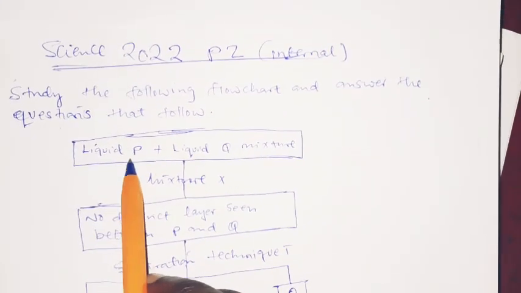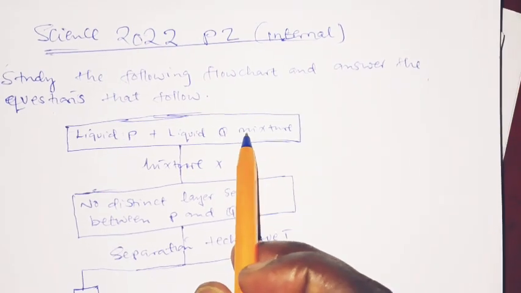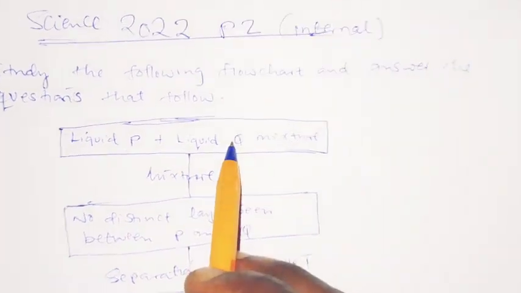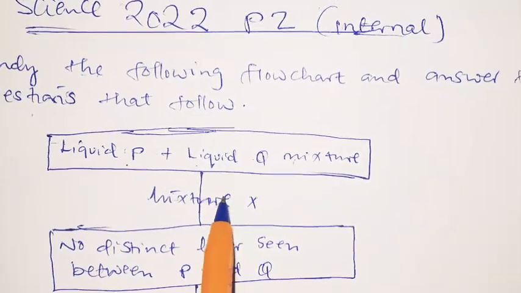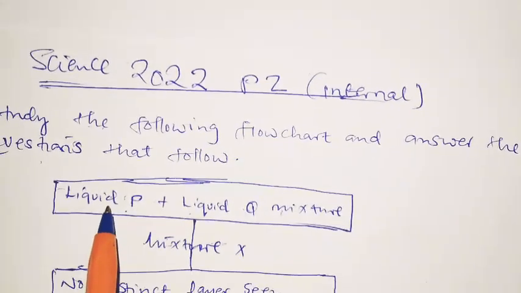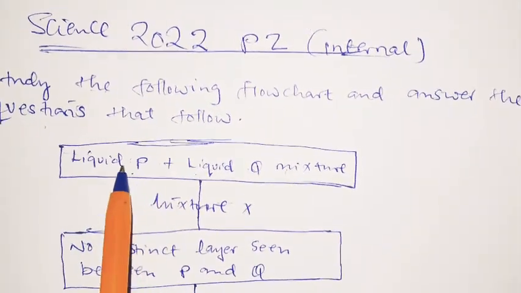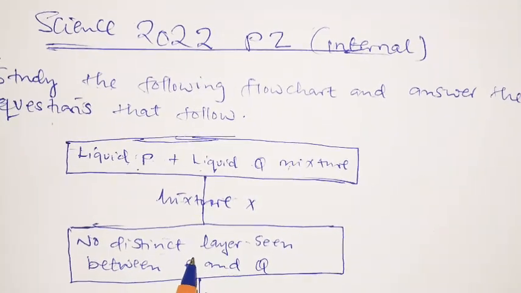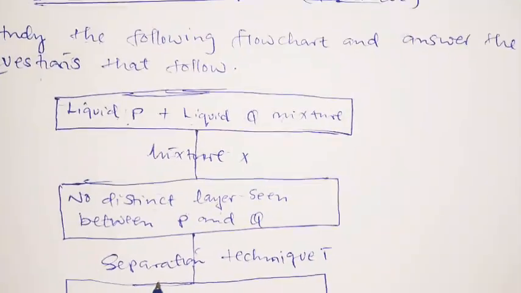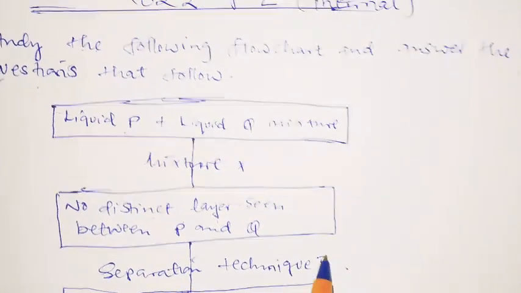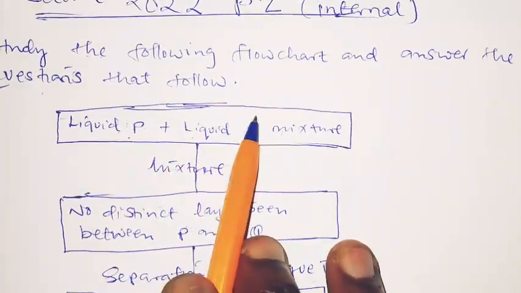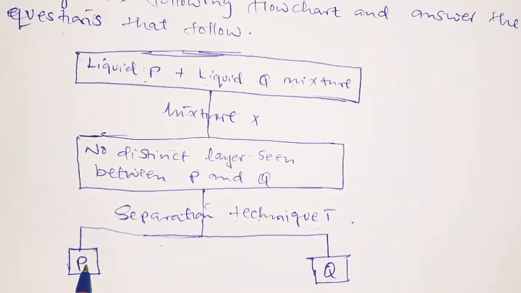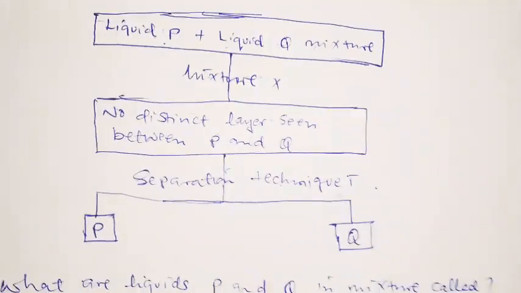So we have liquid P plus liquid Q mixture. So you have a mixture there, then we have mixture X. When you combine liquid P and liquid Q, you have mixture X. When you mix the two, they are saying no distinct layer is seen between P and Q. Then we have the separation technique T that can be used to separate these two substances mixed. So at the end we have substance P and we have substance Q.